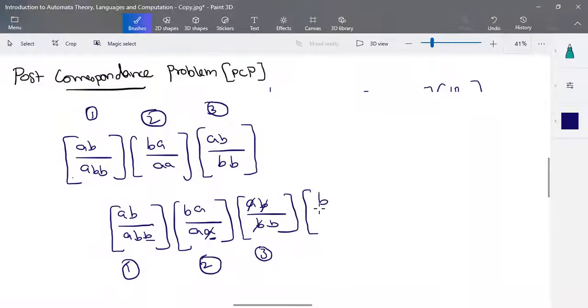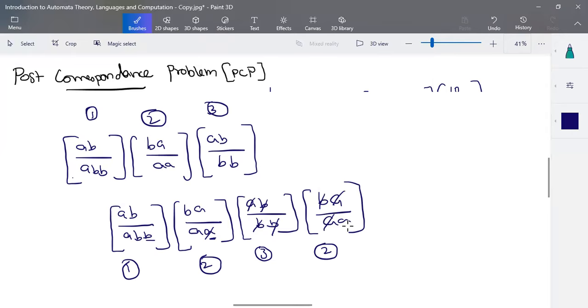So I have to choose a domino that has B at the top. The only possible dominoes are BA and AA. For this, B will be cancelled. For this, A will be cancelled. Again, we are going into the same looping structure.